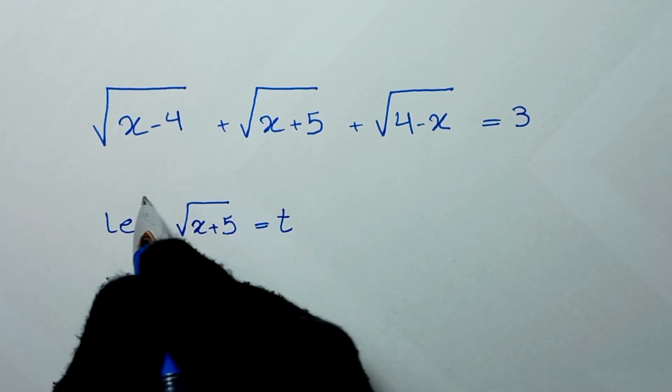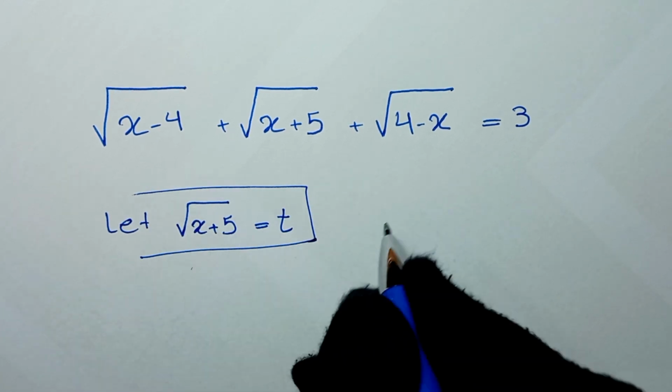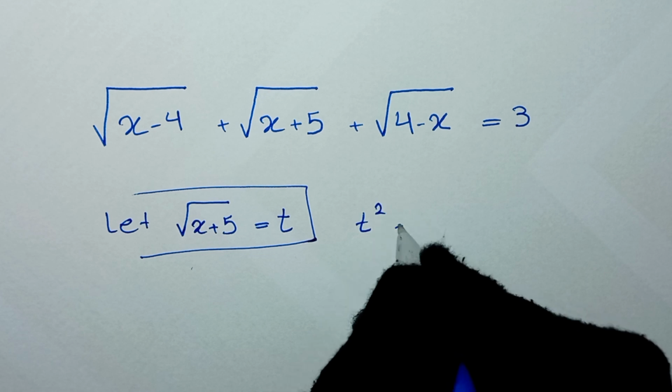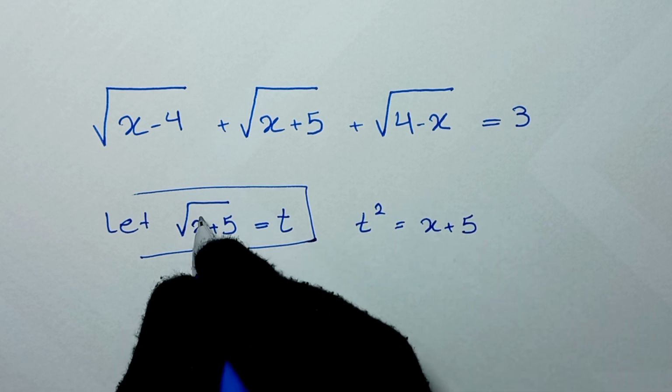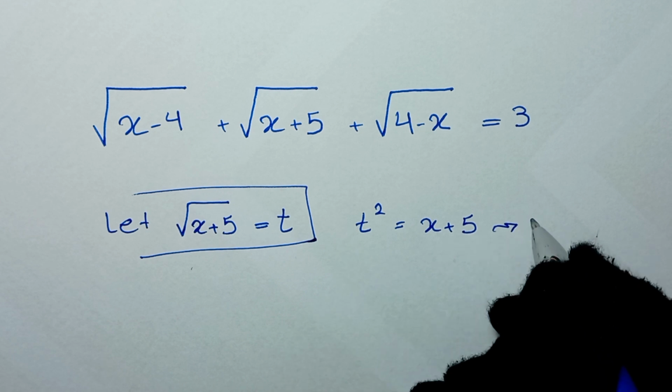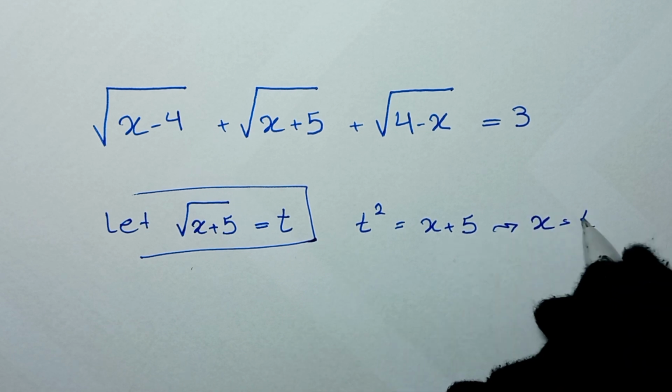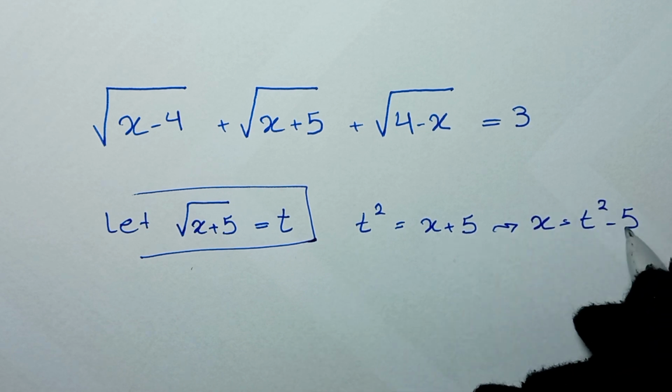So, from here, t square will be x plus 5, right? This to the power of 2 and this to the power of 2. And x is equal to t square minus 5.